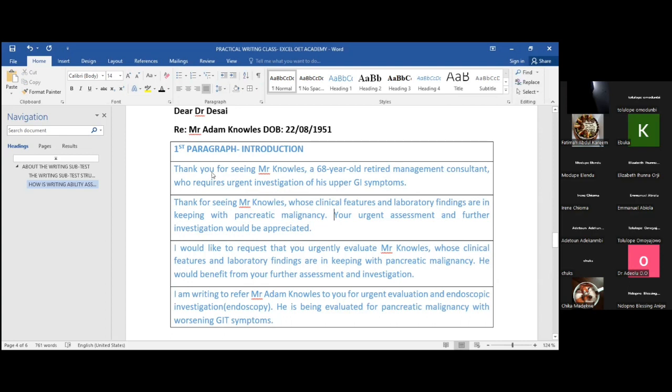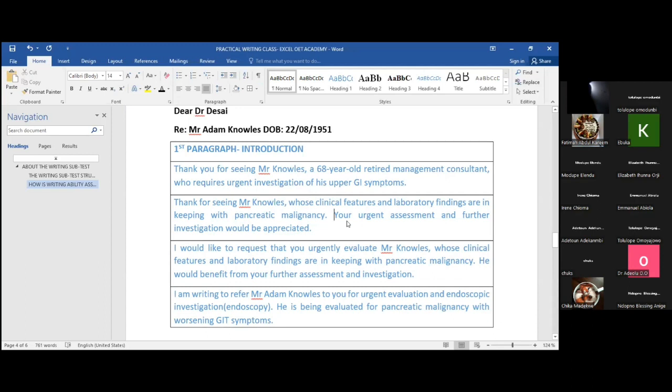Look at this first one. I said it requires urgent investigation. I've already told the gastroenterologist what I want you to do. The introduction should capture a summary of the whole of what you want to write in your letter. So I need an urgent investigation here.